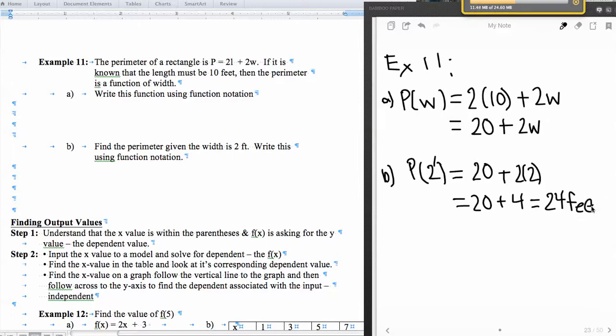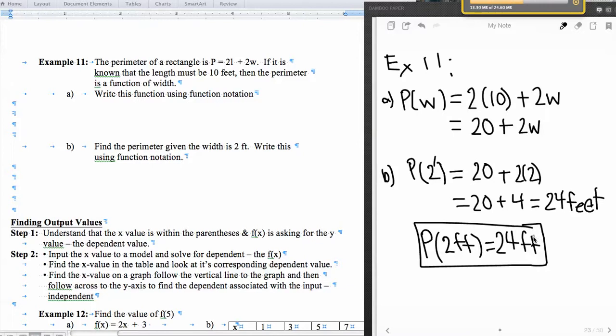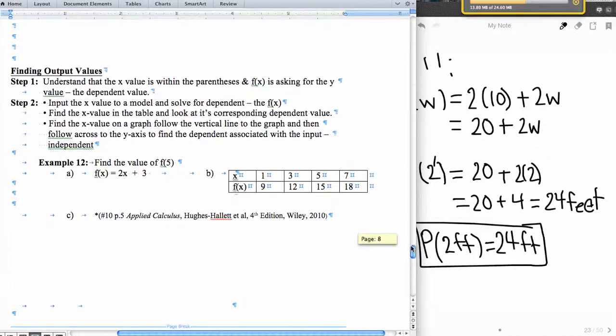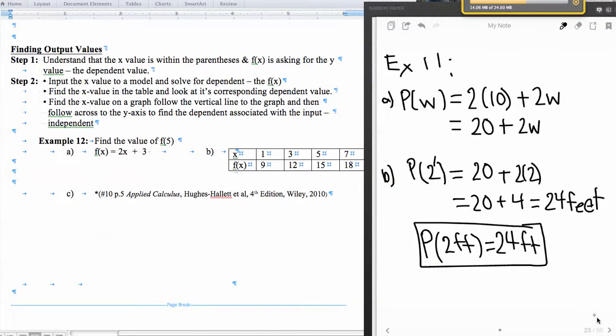So when we write that P of 2 is equal to 24, we see that the perimeter, when the width is equal to 2 feet, is equal to 24 feet. And that's a very nice relationship, and it succinctly tells us what we're talking about and what two things are being related. And that's why we like function notation, as well as the fact that it very easily gives us a way of saying, let this be this, and then find out what that equals without all those silly words.